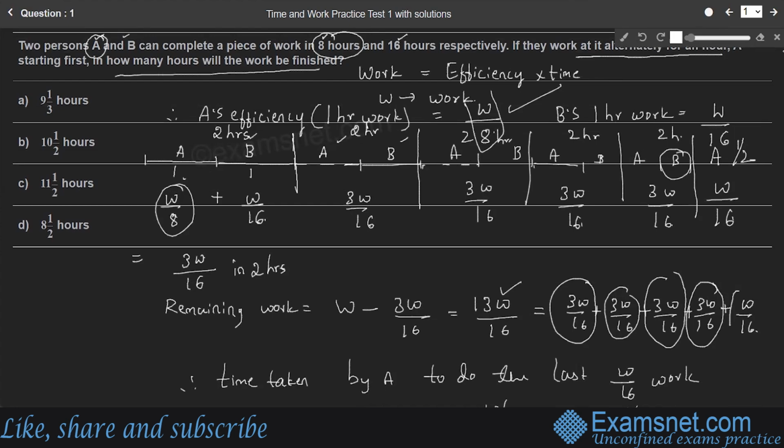What is the total time taken by A and B to complete the work? Both of them take 2 hours. First 2 hours, again 2 hours, plus 2 hours, plus 2 hours, plus 2 hours, right? 5 times 2 hours plus half an hour. Both of them take 10.5 hours, right?